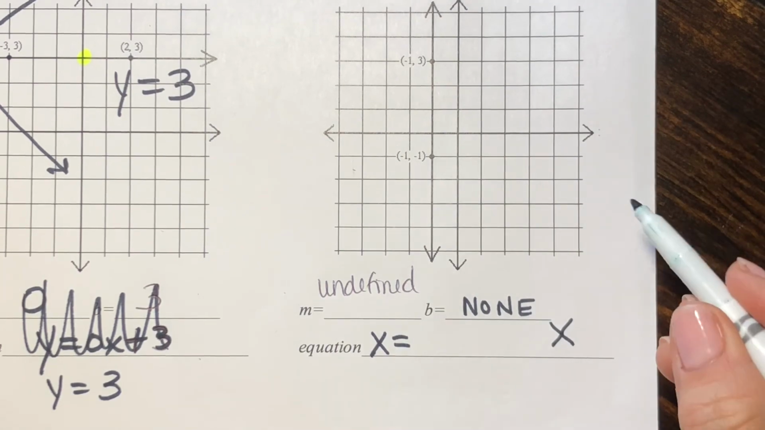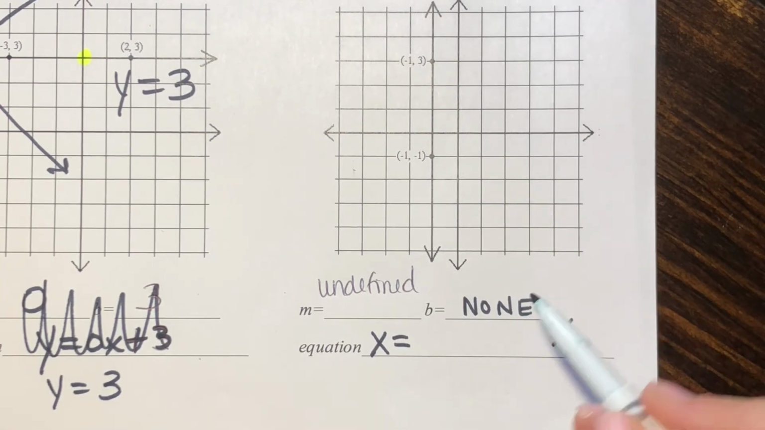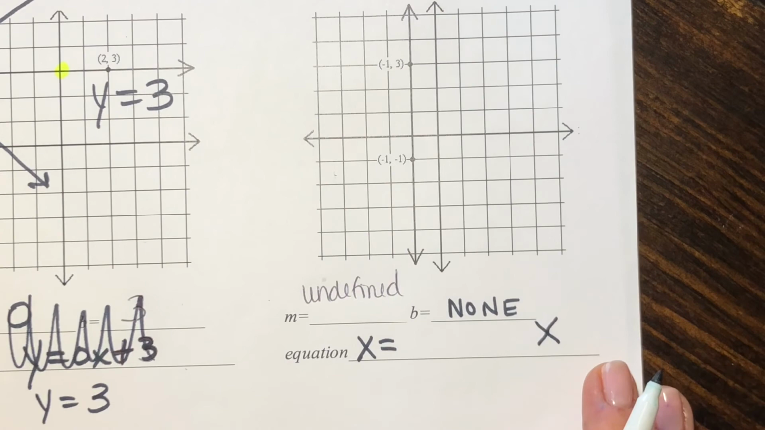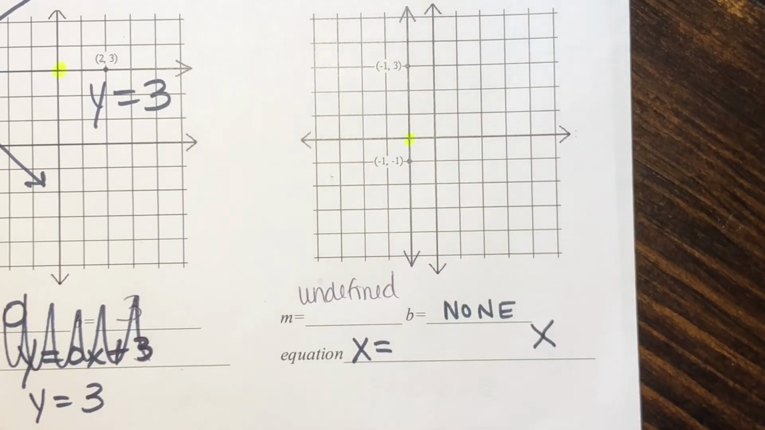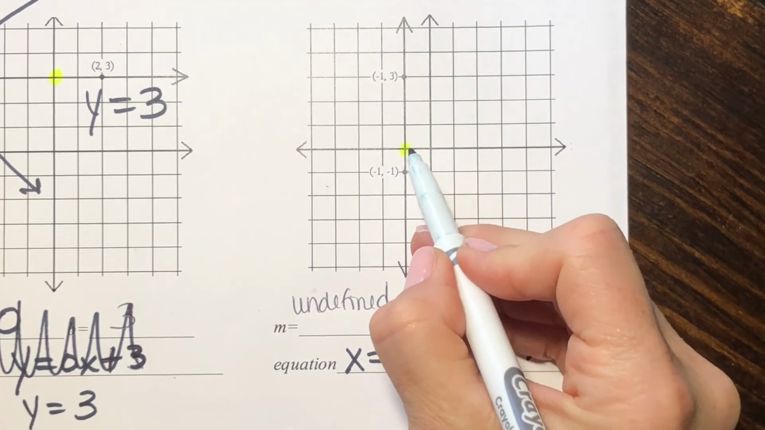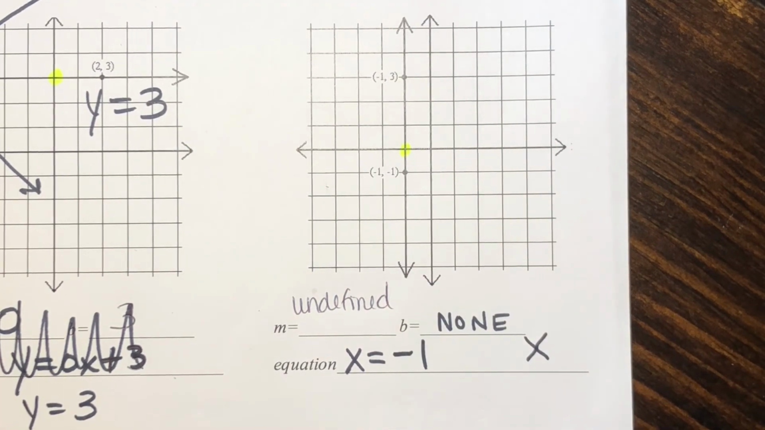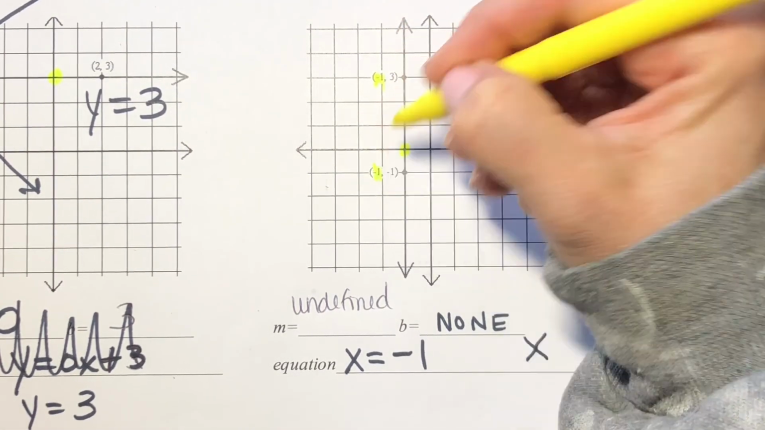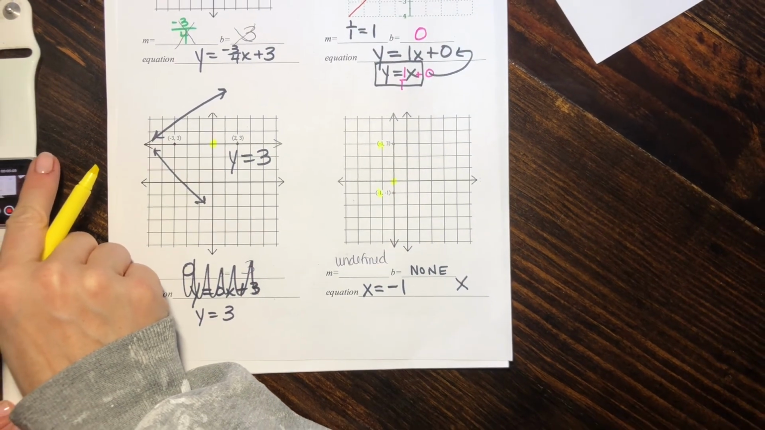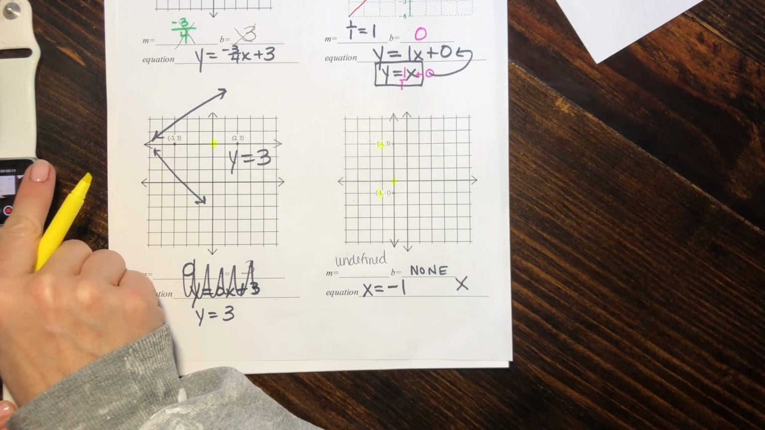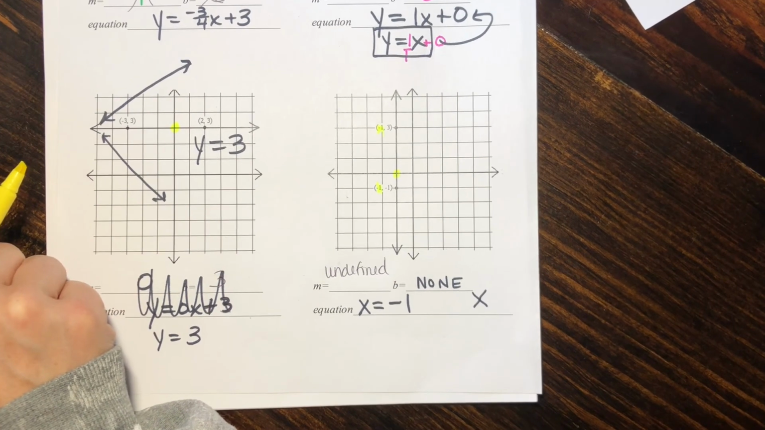So vertical, and here's the thing, where does it touch the x-axis? So we're looking for where it touches the x-axis here. This is the only time we do that. And it's touching at -1. So my equation of that line is x equals -1. And you know what? I could tell because look at both of my x coordinates. They are -1, okay?